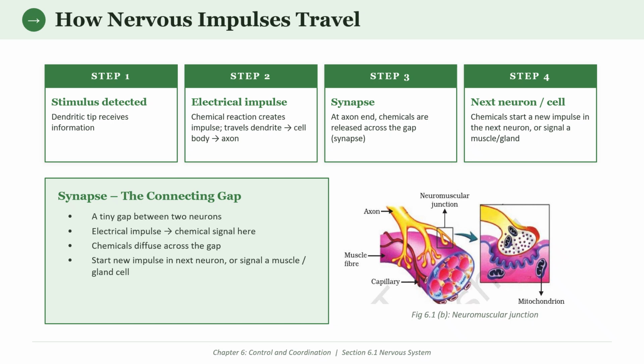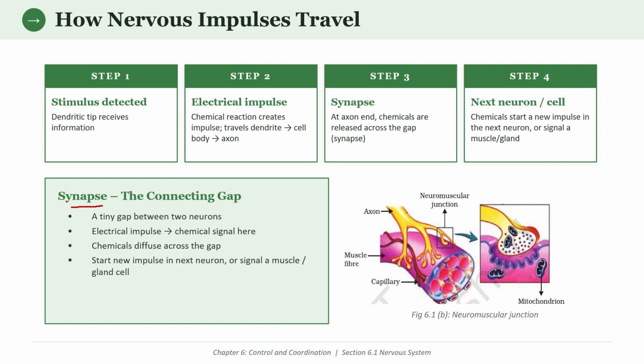And then what happens? See, let's talk about the synapse. What is a synapse, children? This is a connecting gap. So this is a tiny gap between two neurons. So the electrical impulse will be converted into chemical. Again, this chemical will be converted into an electrical impulse. So chemicals diffuse across the gap. So they start a new impulse in the next neuron, or they signal a muscle or a gland cell.